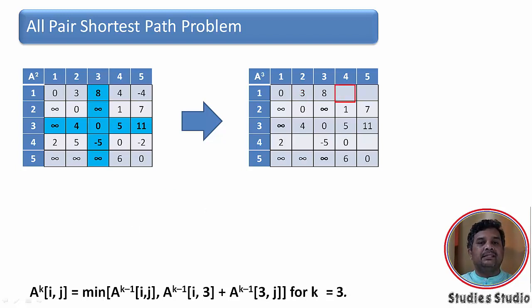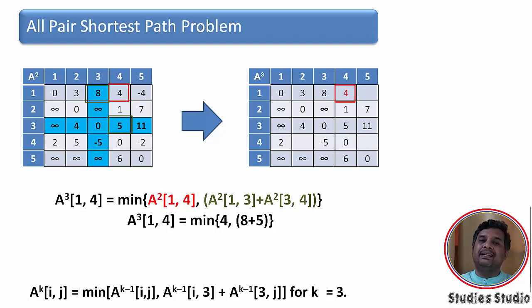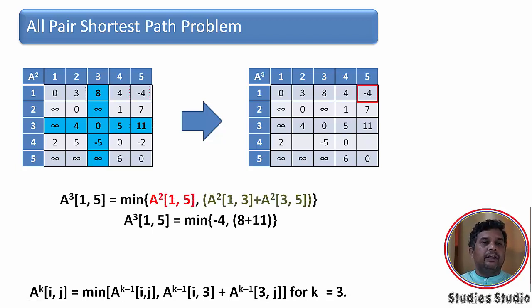The next empty cell is 1, 4. Here I am having 4, and if I project it, I am getting 5 and 8. 8 plus 5 and 4. Which one is smaller? 4. I am going to write it here. And the next empty cell is this one. If I see also, I'll get minus 4 as the smallest value.